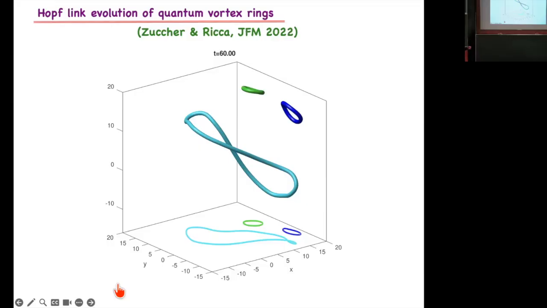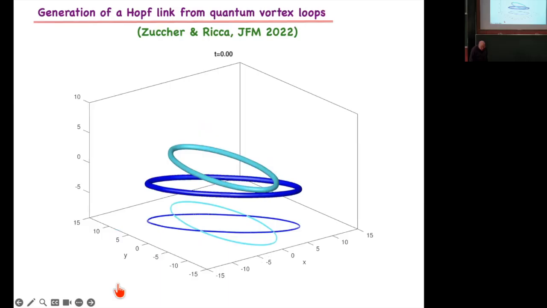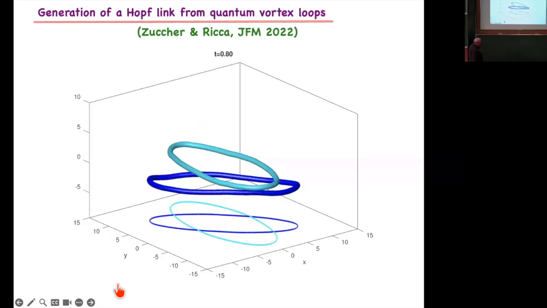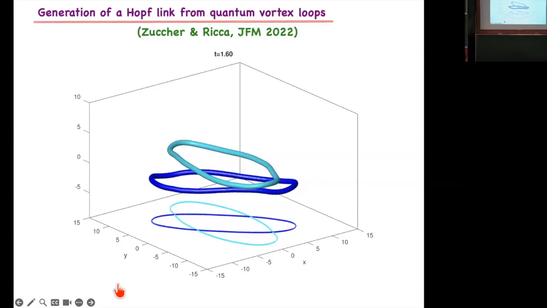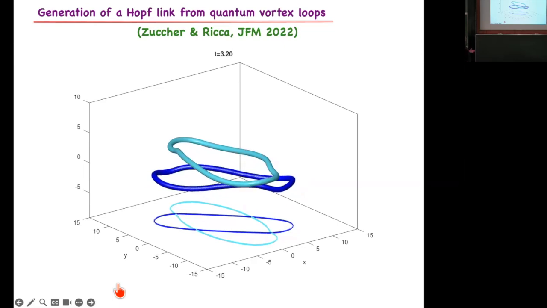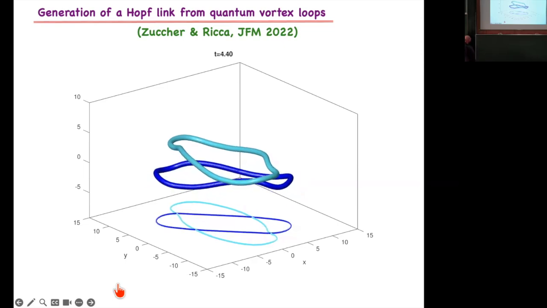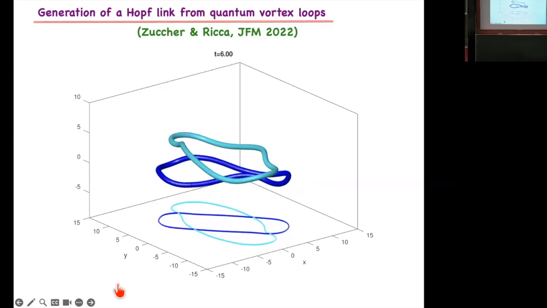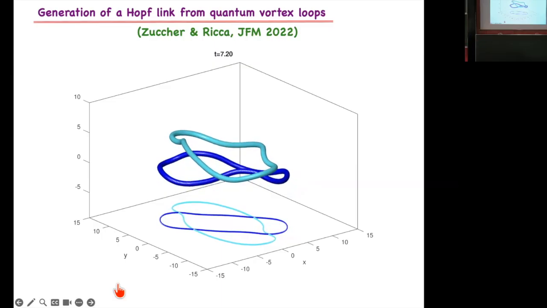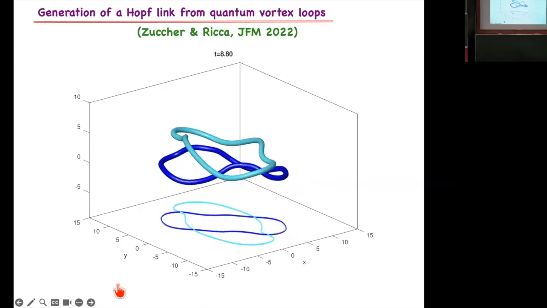Okay, so you saw the interaction of a Hopf link producing smaller structures, basically. I don't want to run this again, but I'm afraid I do. Here we have two loops, and they interact, they reconnect. We start with two loops that are unknotted and unlinked, and then they interact at a certain point, reconnecting and forming a Hopf link.